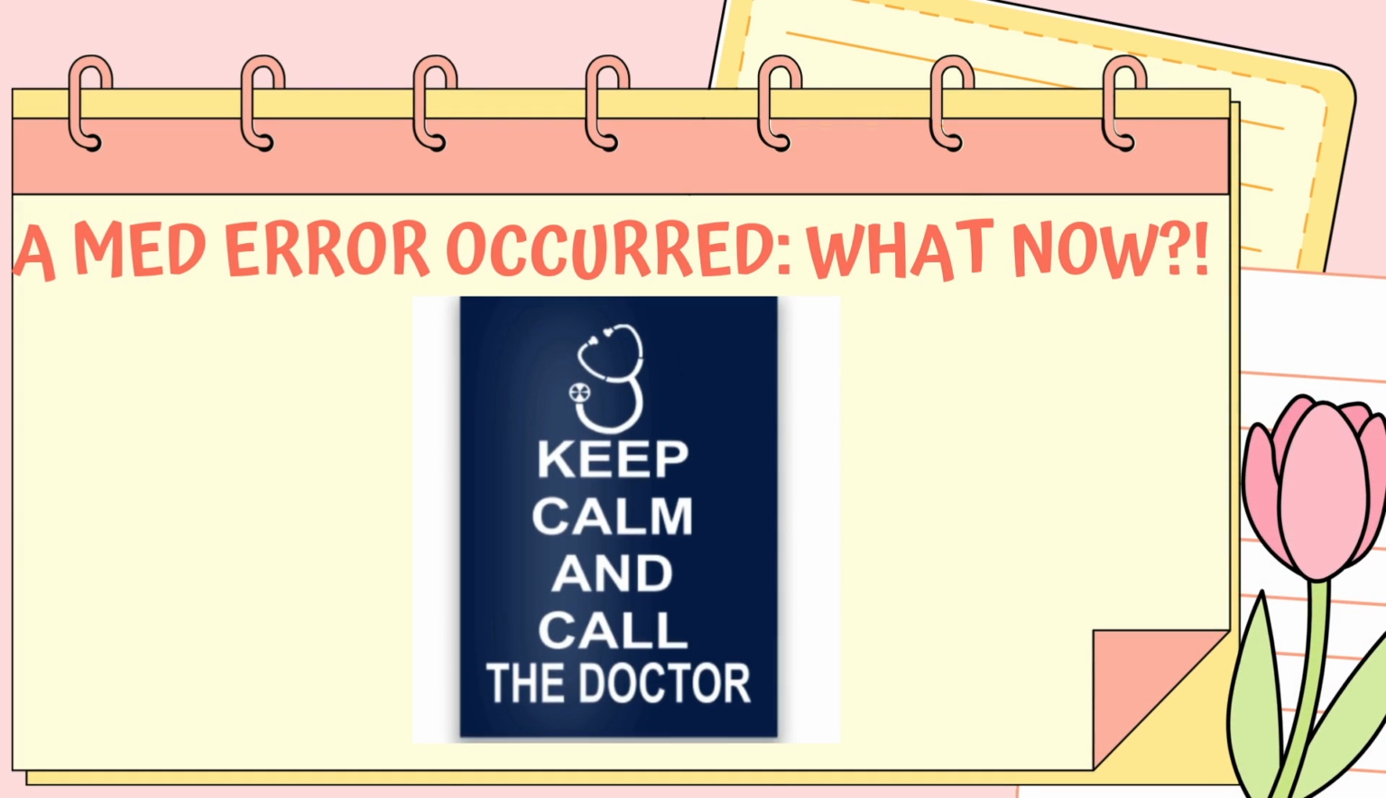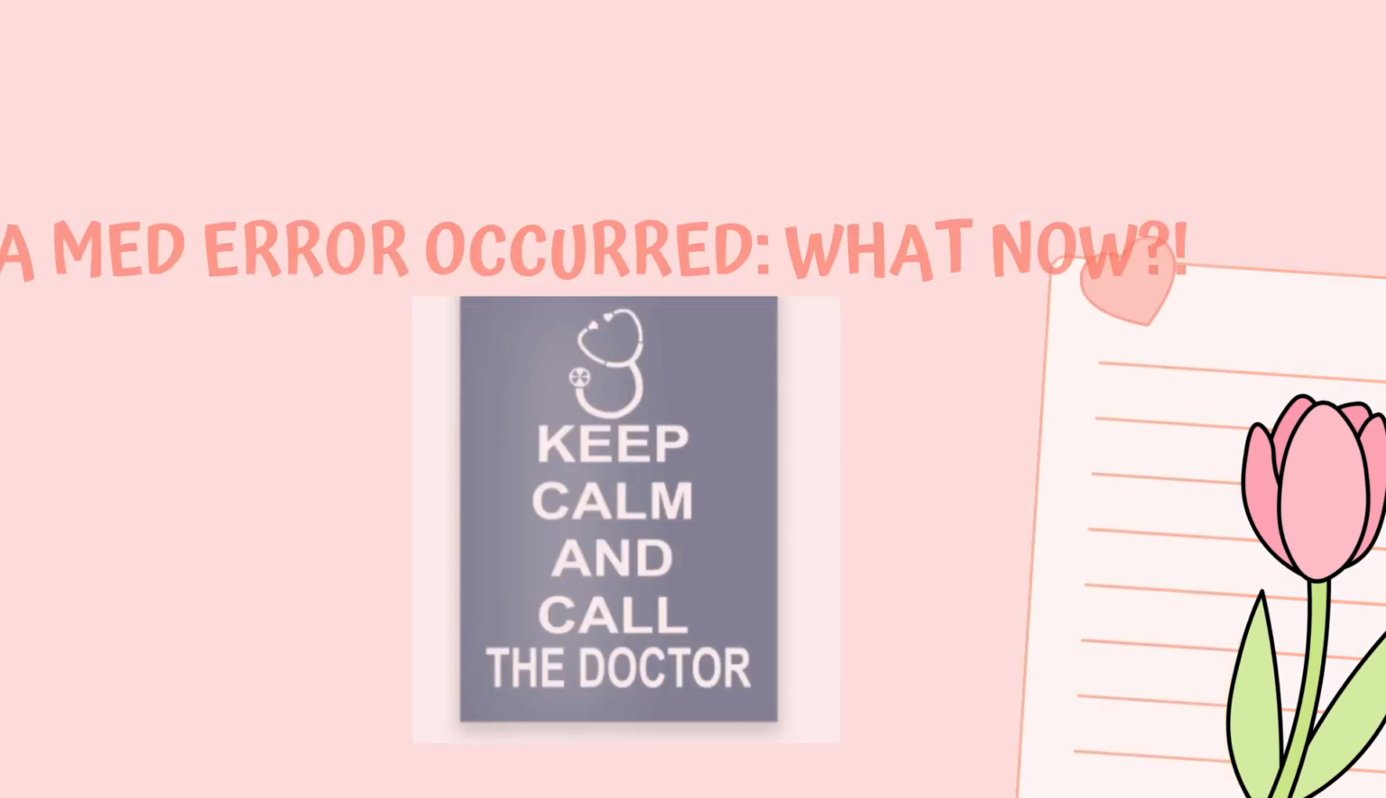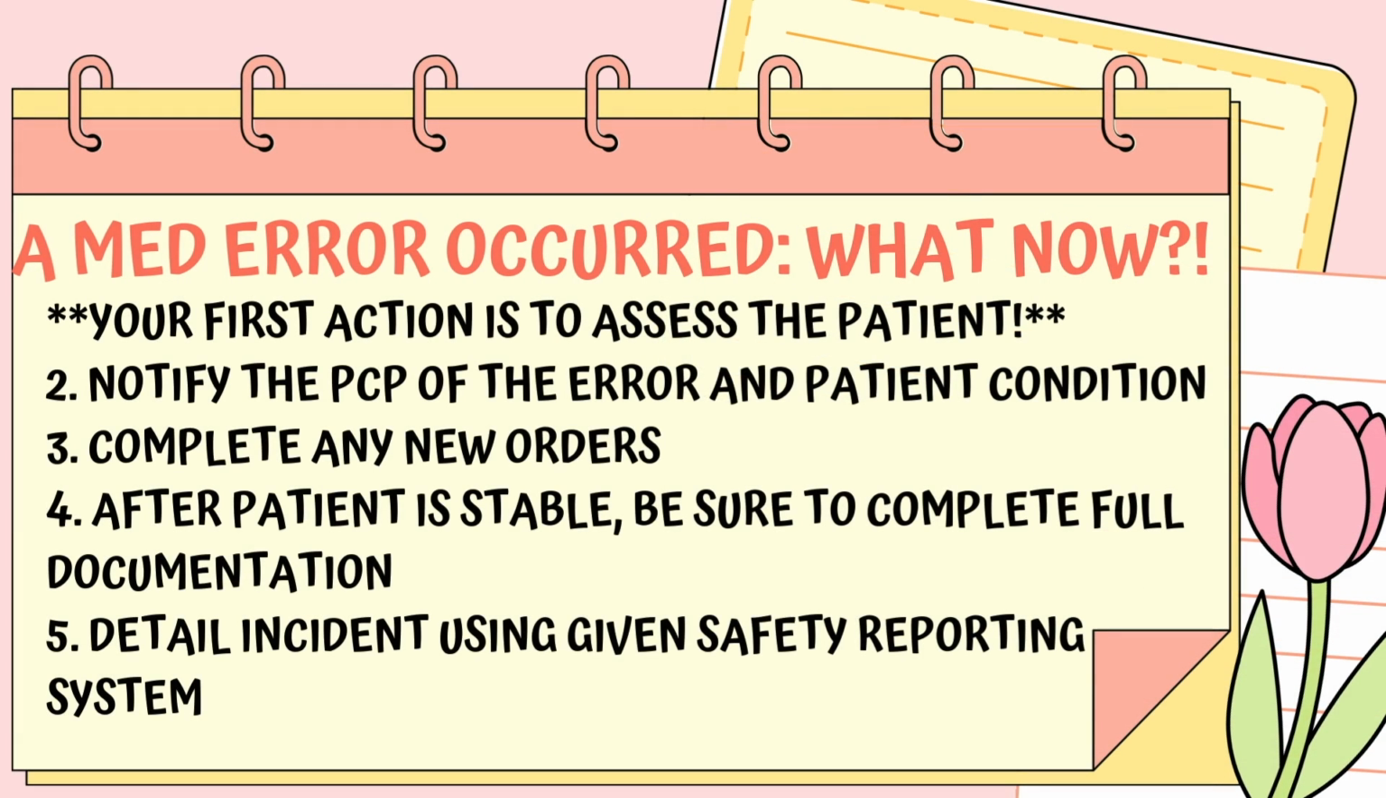A med error occurred. What do we do now? If a med error occurs, your first action is to assess the patient. Then, after completing an assessment, you can notify the PCP or the primary care provider of the error and of the patient's condition. Complete any new orders that you are given. After the patient is stable, then you want to be sure to complete full documentation of what happened. You can detail the incident using given safety reporting systems.